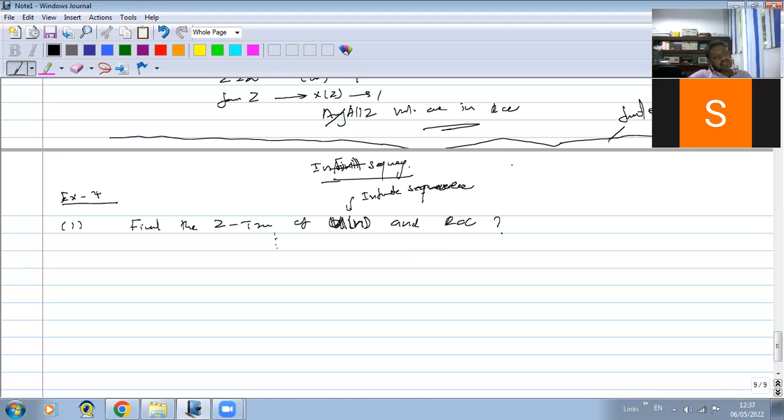So I think now you can see that when we take a finite sequence, when we get the Z transform, it is a finite power series.